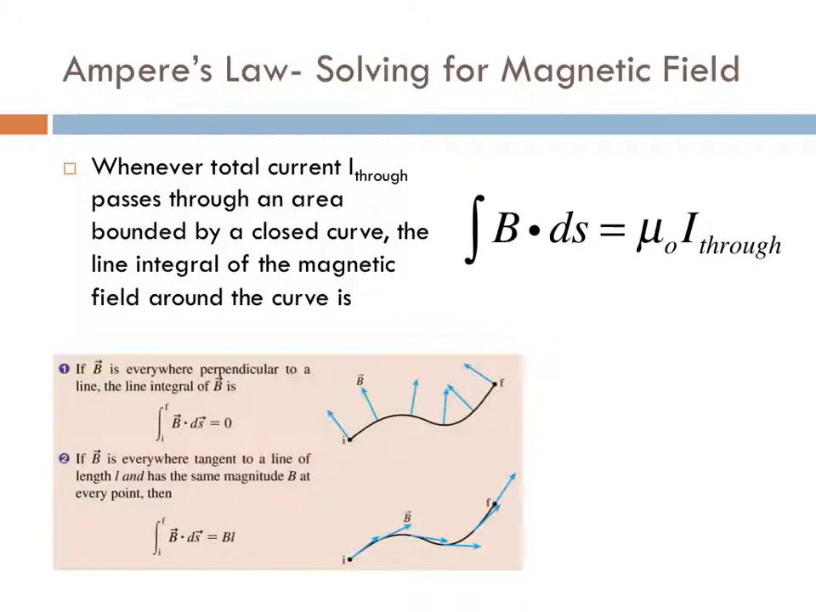Now we're going to look at Ampere's law, which helps us to solve for the magnetic field, just like Gauss's law helped to solve for the electric field whenever we had situations with high symmetry. So, whenever a total current I passes through an area bounded by a closed curve, the line integral of the magnetic field around the curve is represented by this equation here. Again, ds is just going to represent a line of length in this case, and for most of the situations it's going to be L. So, anywhere the magnetic field is perpendicular to our line integral, it's just going to be equal to 0. And any time that they're in the same direction, then it's going to be equal to B times L.